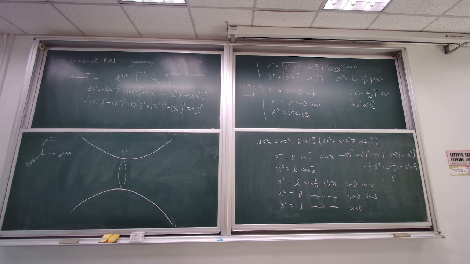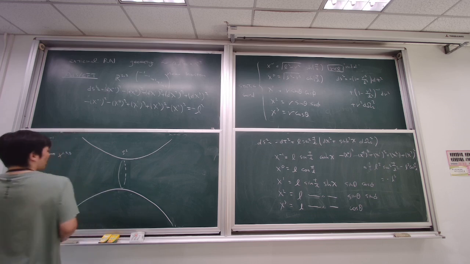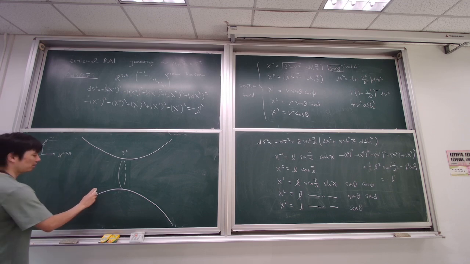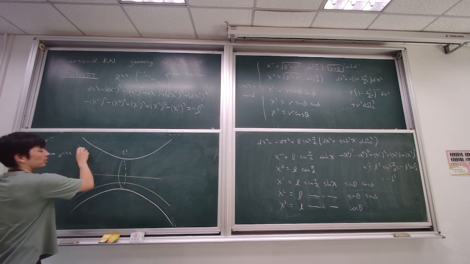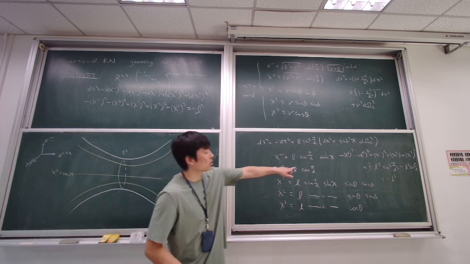And we just consider t equal to constant, which is x naught constant. It's hard to draw, but it is something like this. So these are x naught equal to constant, which is exactly t equal to constant.